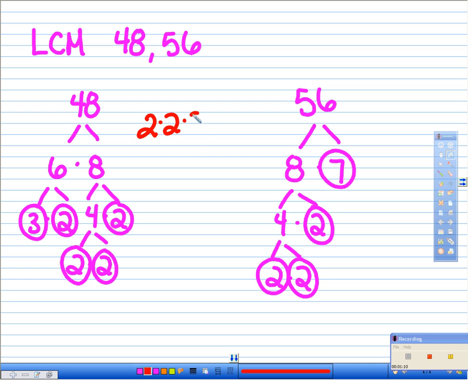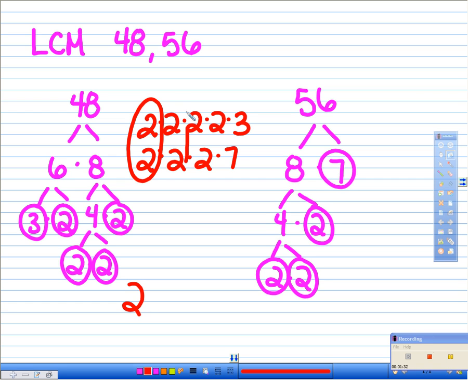2, 2, 2, 2, and 3. That's 48. And then I take 56 and go 2, 2, 2, and 7. What I can do now is find the numbers they have in common. And every time I see a number in common, I circle it and write it down. Now, I don't see any more numbers in common, but I do have some leftover numbers.